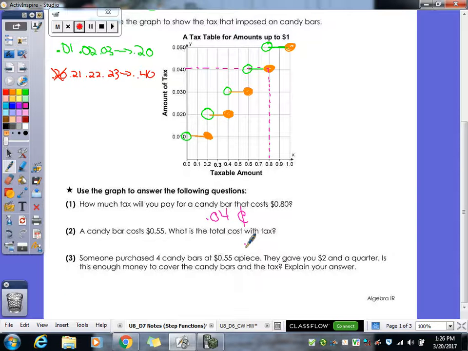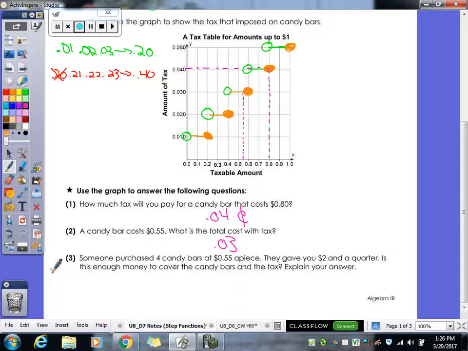Now 55 cents. This is a tricky one. Here's 50, here's 60. 55 is right here in the middle. You're paying 3 cents. Now the good thing is, we don't think you guys will ever have to draw one of these graphs. You'll have to read one, but we don't think that the Regents will actually have you draw one, just because they're really hard to draw. Even I mess up on them all the time, and I've done them for years. They're just difficult.